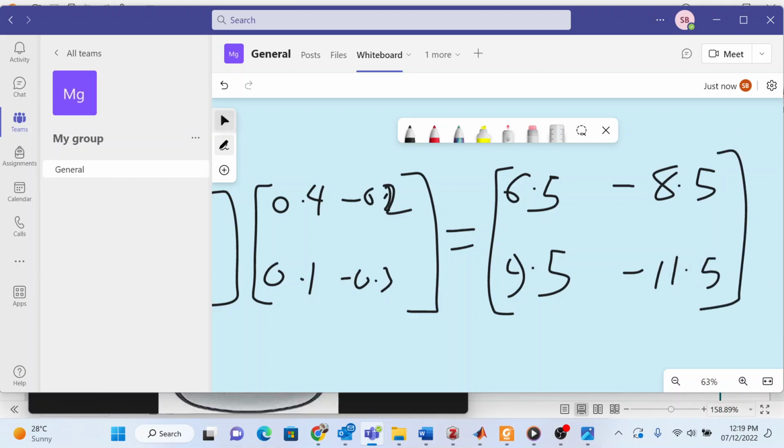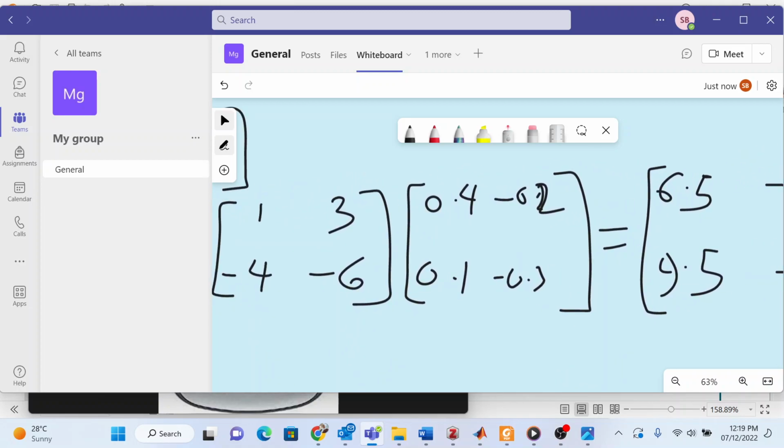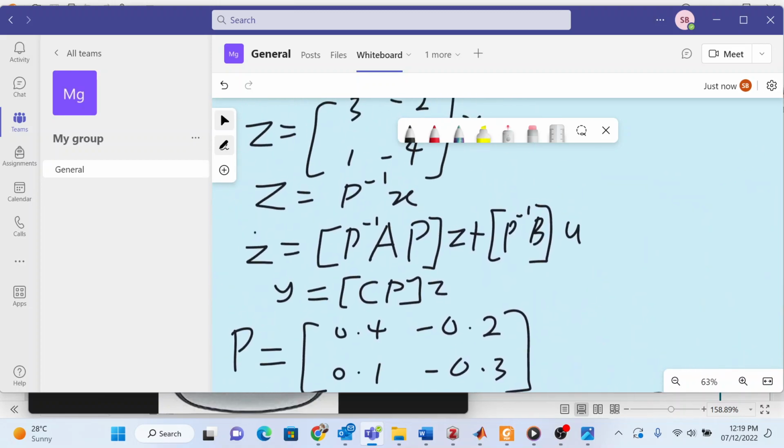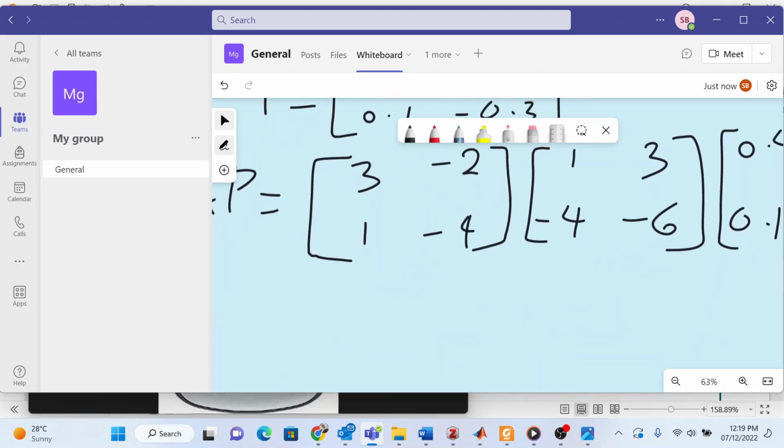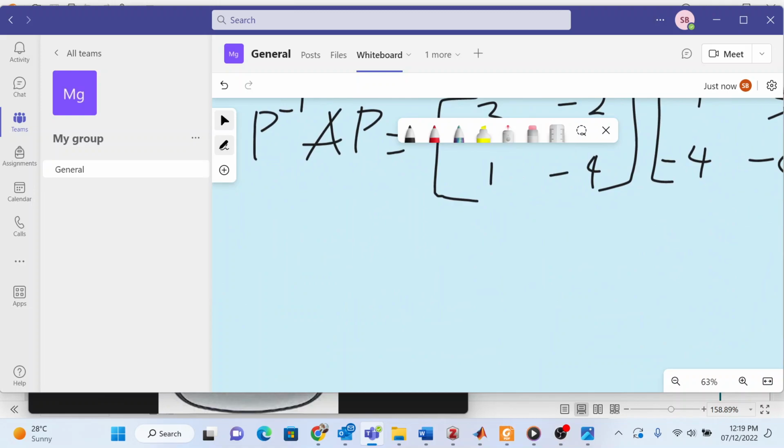So after obtaining this, we have obtained one of the things we needed. Then the next thing is we want to get this value. This is P inverse multiplying B. So we also need to do that here. So P inverse multiplying B.